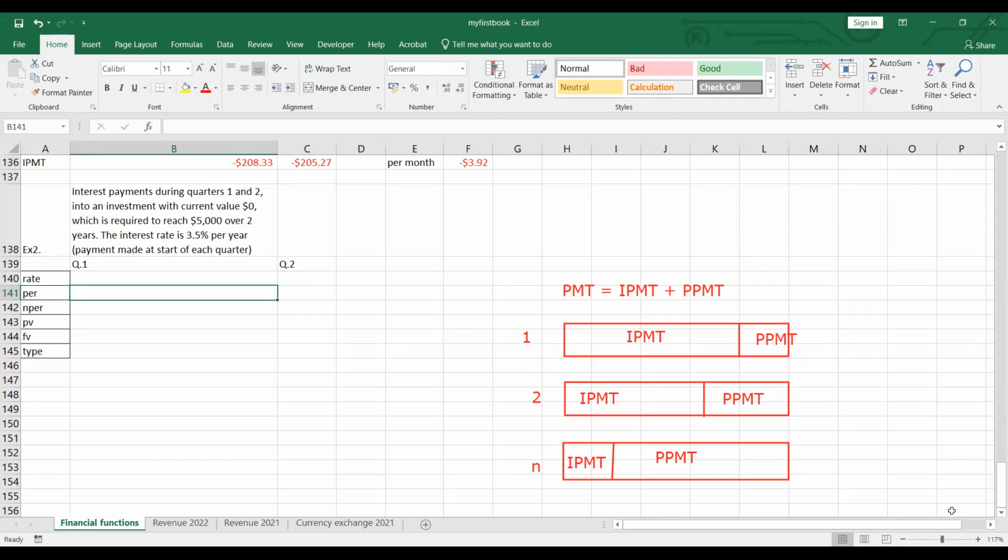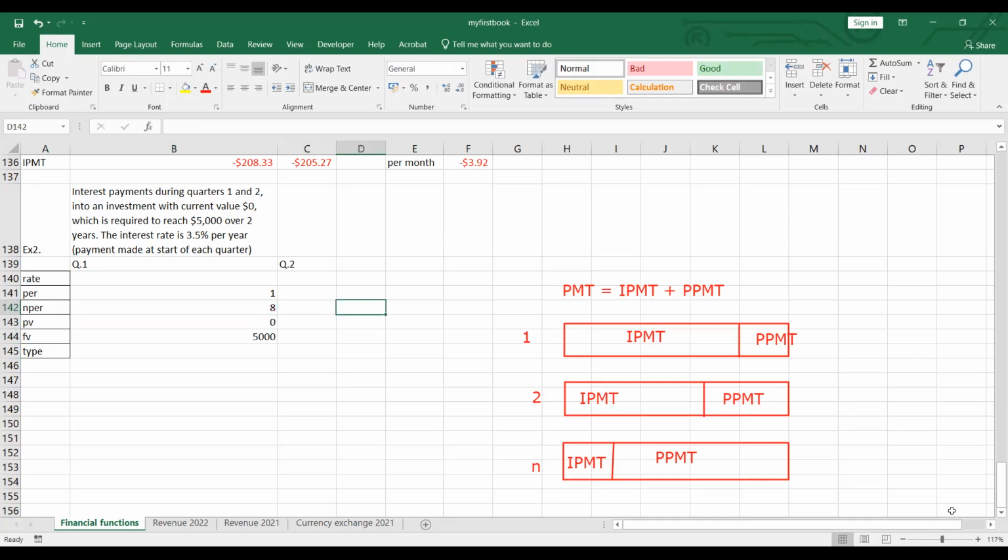We are asked to find the interest payment during quarter 1 and quarter 2 in an investment. Current value or present value is 0. Period 1 is quarter 1, which is required to reach 5,000, so in the future we want 5,000. Future value is positive 5,000 because we want them. Then we want to reach 5,000 over 2 years, so we have to find how many quarters there are: 2 years times 4 quarters each year.